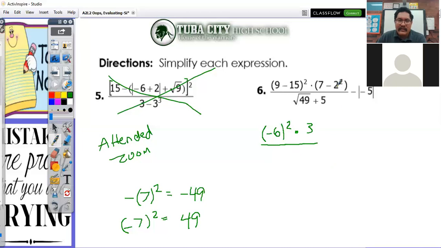Because that 2 squared, okay, that's the simplest number to square. And now we have 49. So the square root of 49 is 7. And 5, so we took care of that radical.